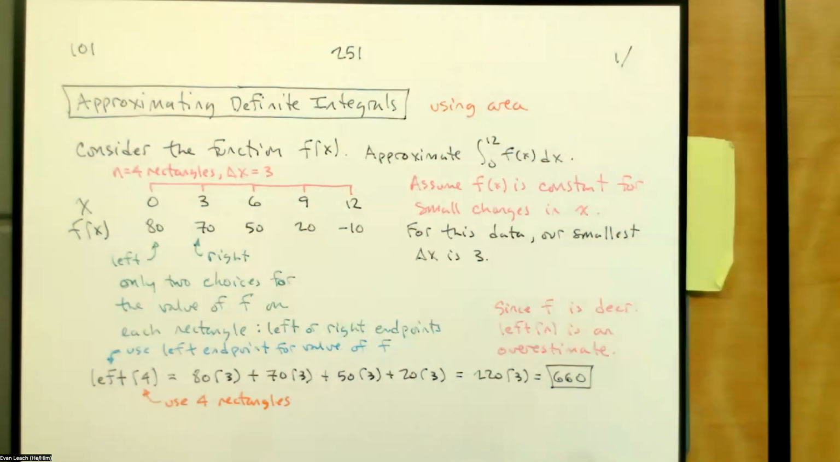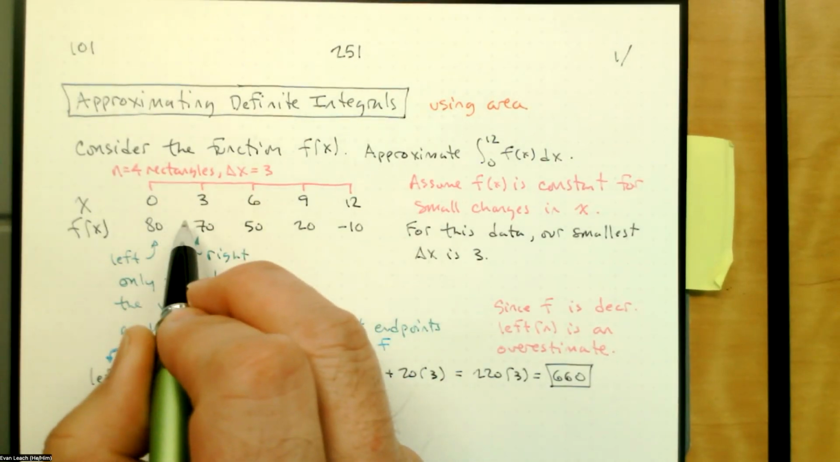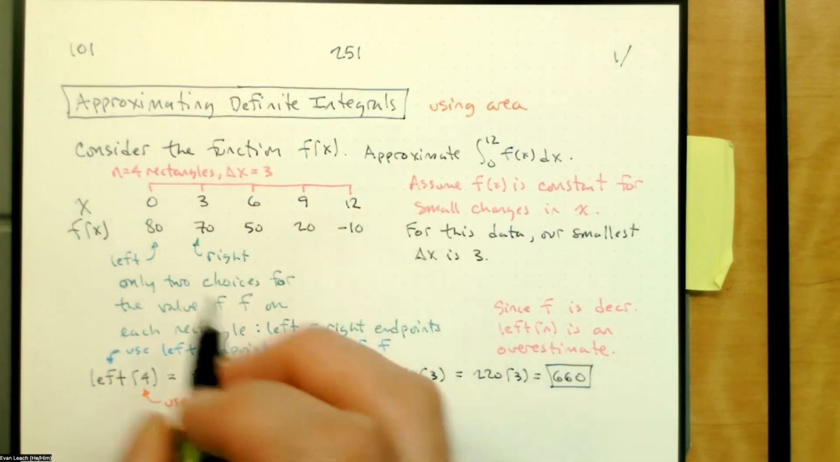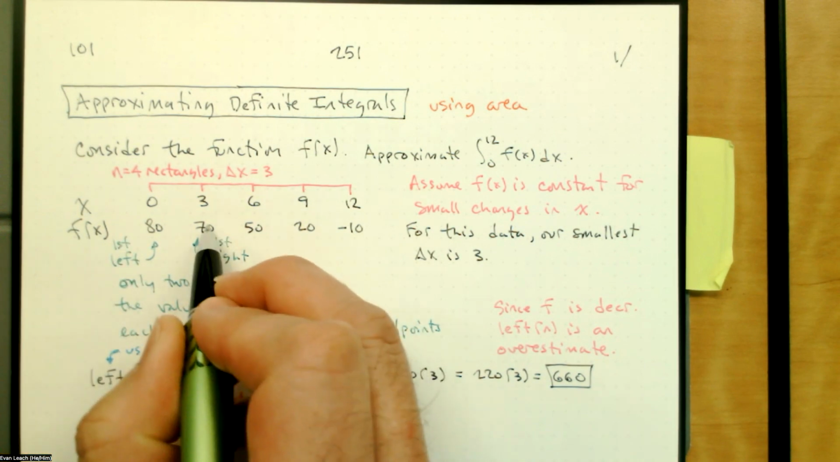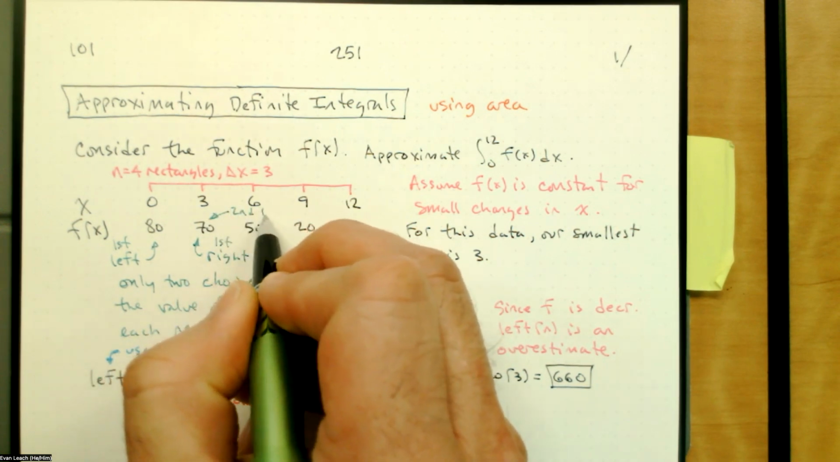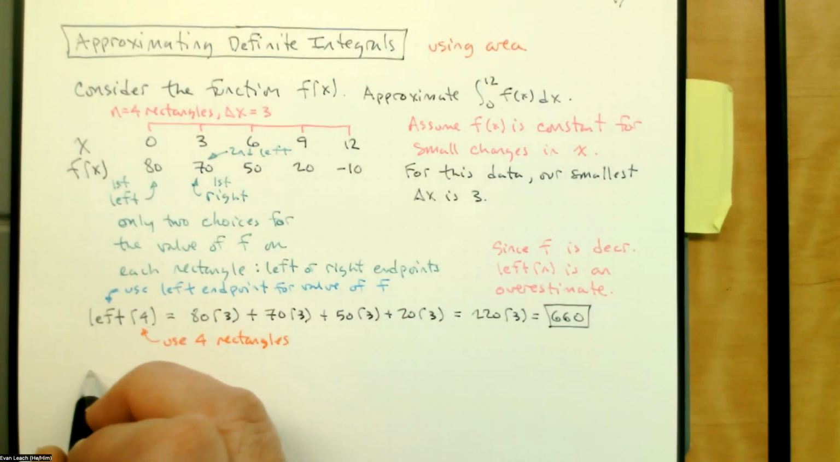So notice that this 70 is the right endpoint of the first rectangle, but it's the left endpoint of the second one. This is the first left, and this is the first right, but the 70 is the second left. So we just calculated the left 4 approximation of the definite integral. You can probably guess what we're going to do next.